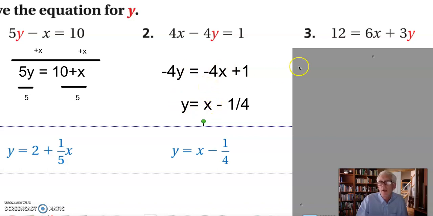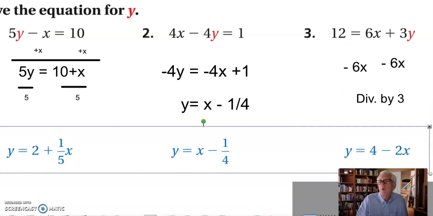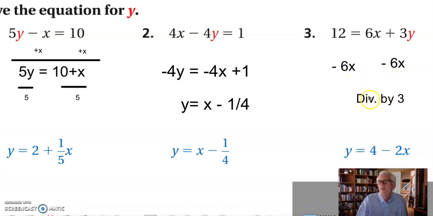Okay, and over here, I did it the other way. I told you the operations. First of all, we subtracted 6x from both sides. Then we divided everything by 3. If we did that, what are the results of those operations as we went through here? So go through that, take your time.